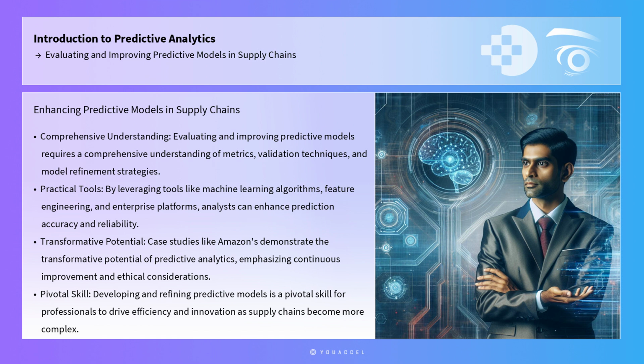Case studies like Amazon's demonstrate the transformative potential of predictive analytics in supply chain management, emphasizing the importance of continuous improvement and ethical considerations. As supply chains become increasingly complex and interconnected, the ability to develop and refine predictive models will be a pivotal skill for professionals, enabling them to drive efficiency and innovation in their organizations.